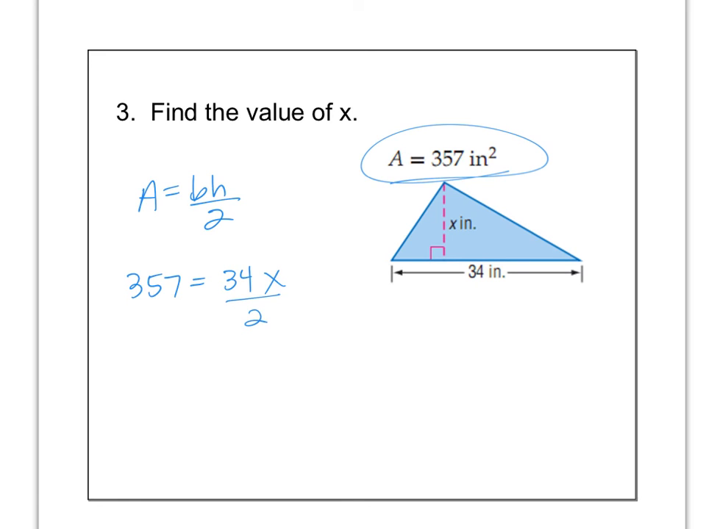Now, there's several ways to do this problem, but I think a lot of you are used to going times 2 to cancel out that fraction. So let's do that. Let's take 357 times 2. And when we do that, we get 714. And then we have 34x because the 2's canceled out. Then you're going to divide by 34. And 714 divided by 34 is 21. So did we find what we were looking for? Yes, but we should label it inches.